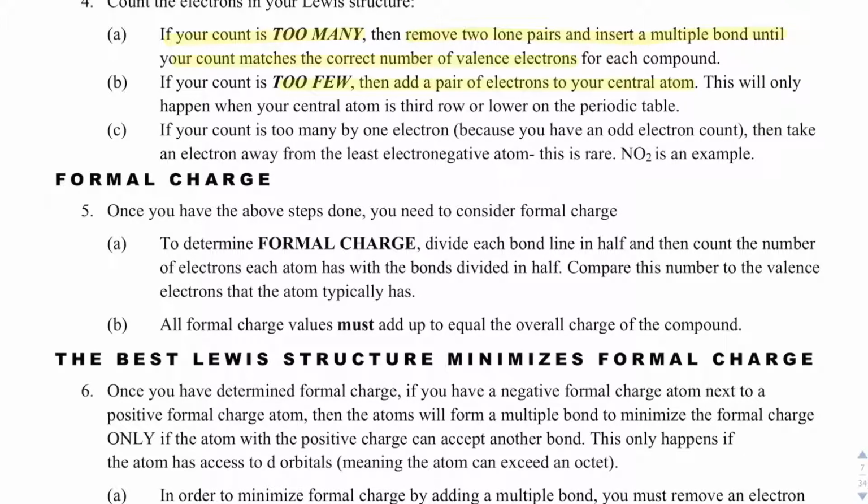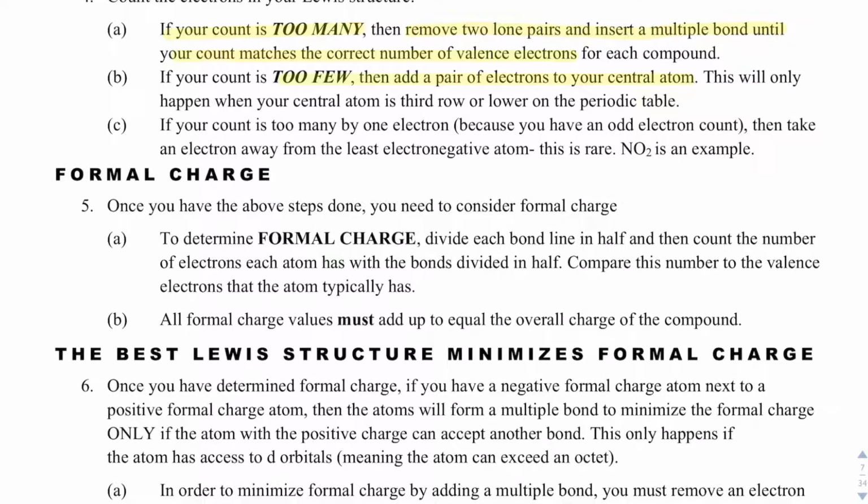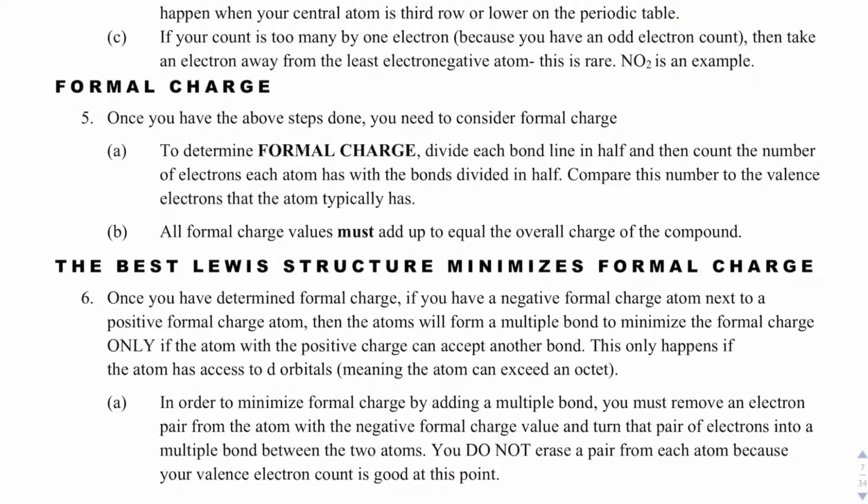NO2 with no charge is an example, but I'm not going to be worried about that in this video because those are very, very rare. That'll give you the general structure of your Lewis structure, but you always need to take into account formal charge.